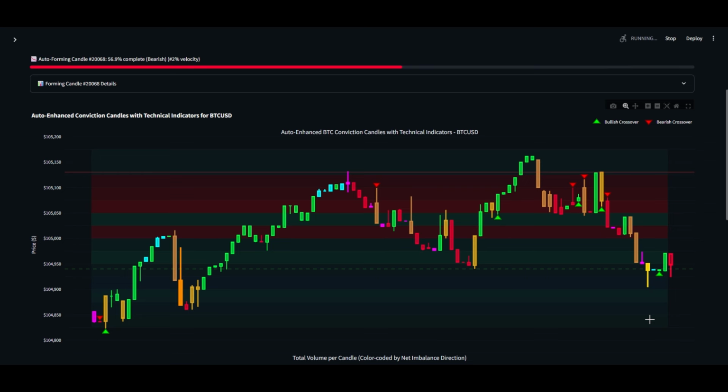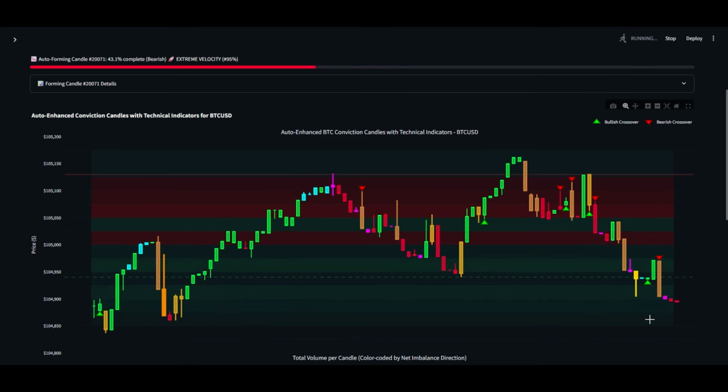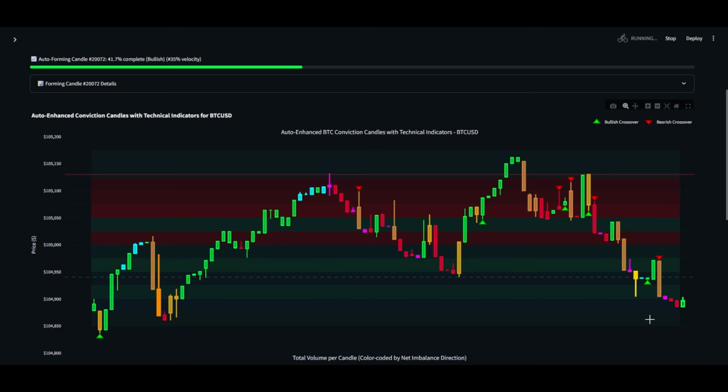Real-time conviction tracking. The progress indicator shows mathematical precision, exactly when the next conviction level will be reached based on current flow. Professional-grade tools. These aren't simplified retail indicators. This is the same order flow analysis used by institutional trading desks, accessible through an intuitive interface.